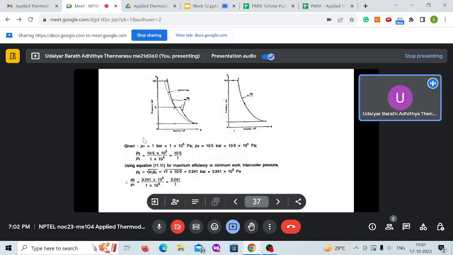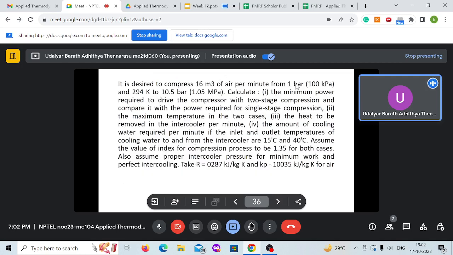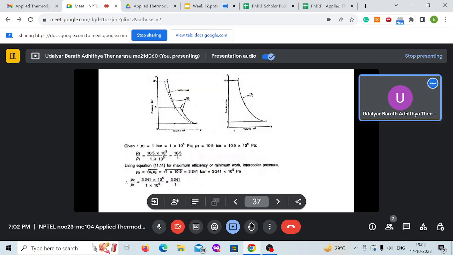So we are basically comparing two processes. One is a two-stage process, where you compress, then intercool, and compress again, and the other is single stage compression. So we know the suction and discharge pressures, which are 1 bar and 10.5 bar. So your pressure ratio is 10.5. If you are doing a two-stage compression, then your intermediate pressure is root of P1 P3, which will come out to be 3.241 bar. So now the pressure ratio for each of the two stages is 3.241.